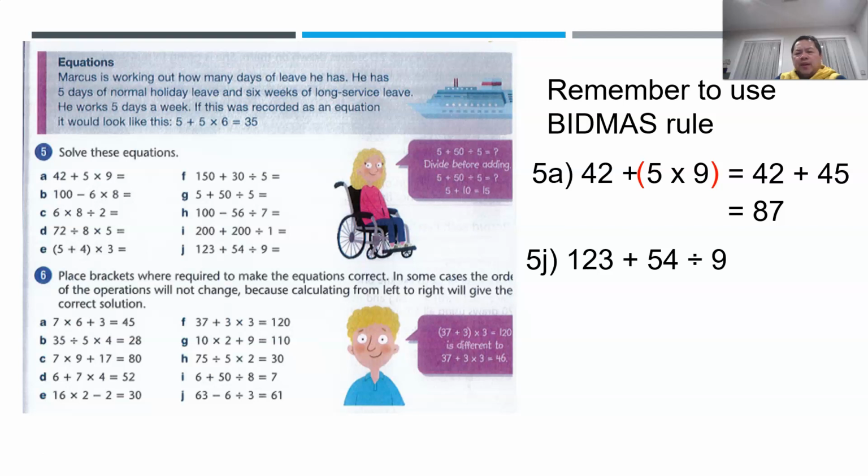123 plus 54 divided by 9. Again, BIDMAS rule, you have to divide. So 54 divided by 9. So 123 plus 6. That's how I get 129.